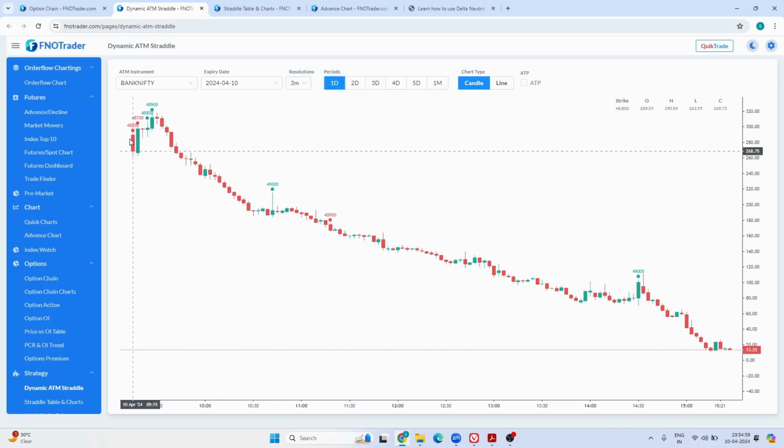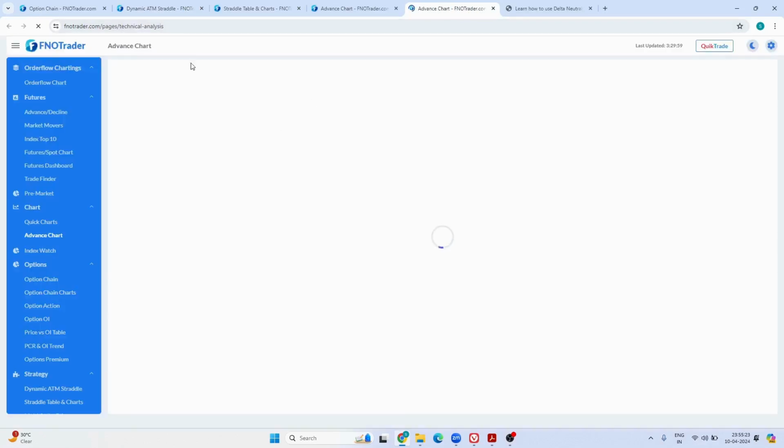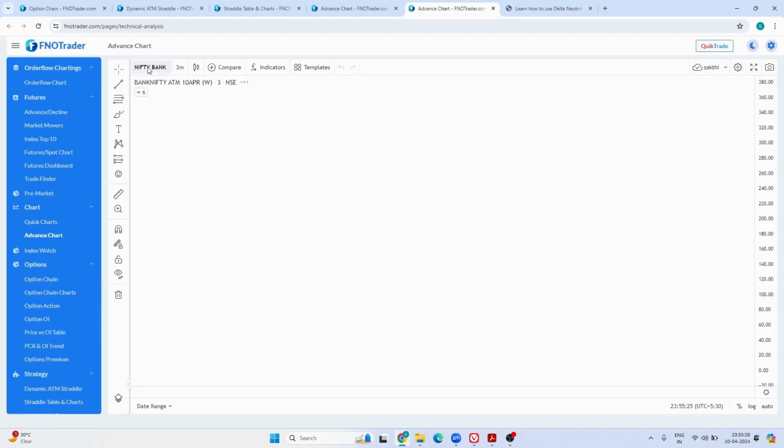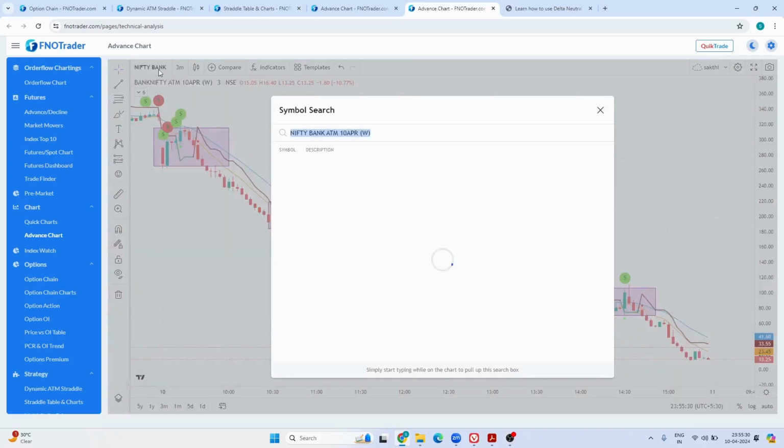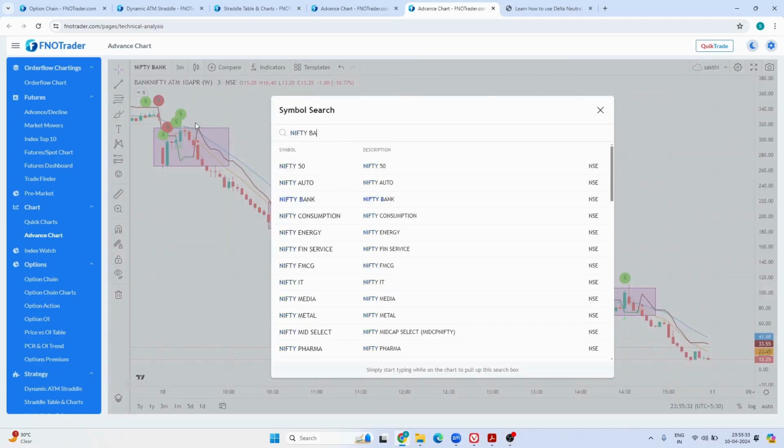Okay, you can see the day started at 48,800, it came down, the straddle actually moved to 48,700, then it moved back up to 48,800, and then it's moved up to 48,900. Okay, let's look at the Bank Nifty chart as well, so that we will be able to see. Yeah, this is the Bank Nifty ATM chart. Let's look at only the Bank Nifty chart here.